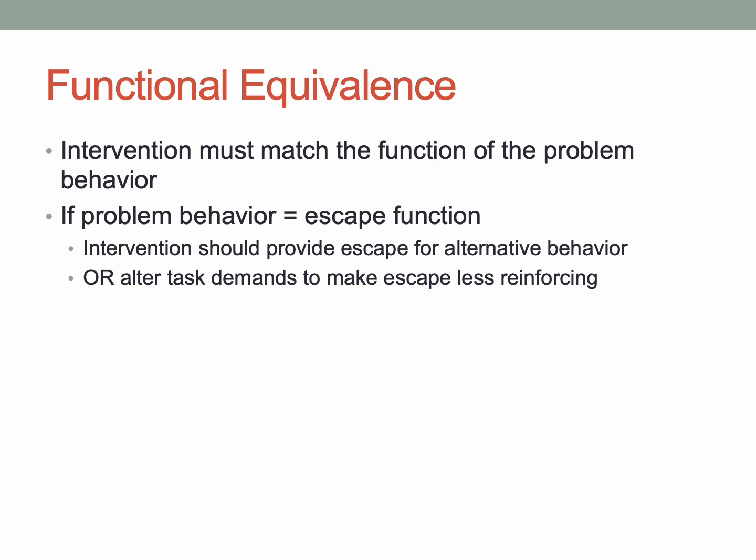For example, if the function of the problem behavior is to escape from the situation or the task, then the intervention should provide escape for alternative behavior. You will teach the alternate behavior, but the alternate behavior should allow the person to escape from the situation. Or you can alter task demands, so you can delay escape a little bit, but eventually the child can escape from the situation.